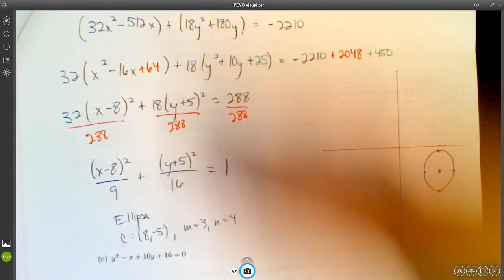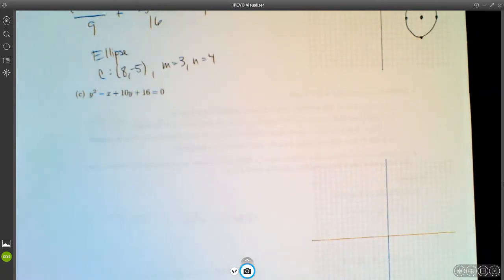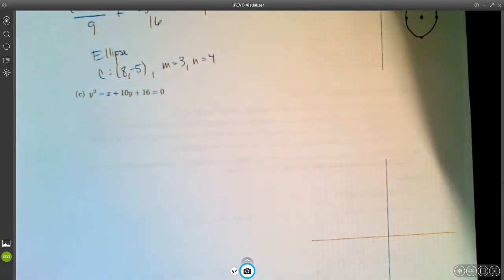Okay, let's do another one. Part C. Notice that on part C, I don't even have an x squared. I only have a y squared, which kind of tells me right off the bat this must be some kind of parabola. But if I want to write it in graphing form, then I need to complete the square on my y group.